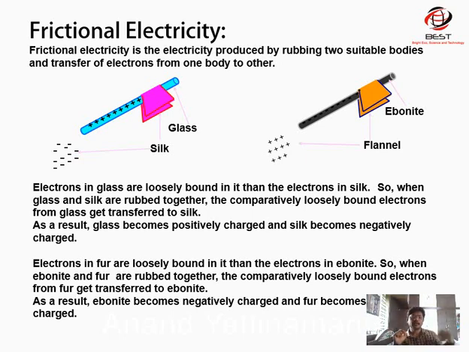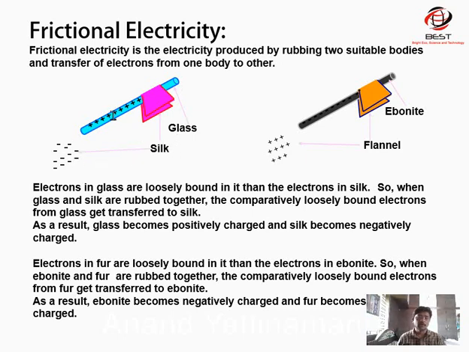Similarly, if I take another material, that will also have atoms which are electrically neutral. For example, here I am considering a glass rod and a silk. If I take a glass rod and rub it with the silk, there will be exchange of charges. That is, the charges from the glass rod will move to the silk. Since the electrons have higher mobility, electrons from the glass rod will start to move towards the silk.